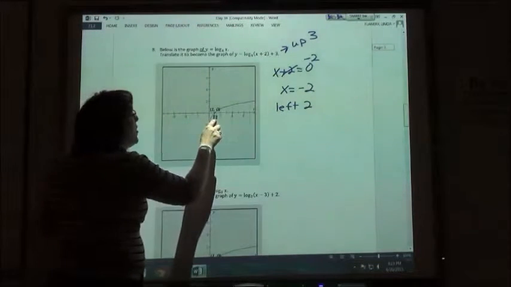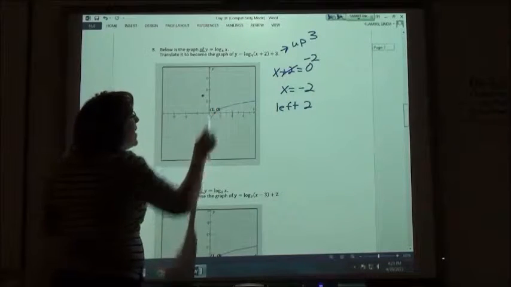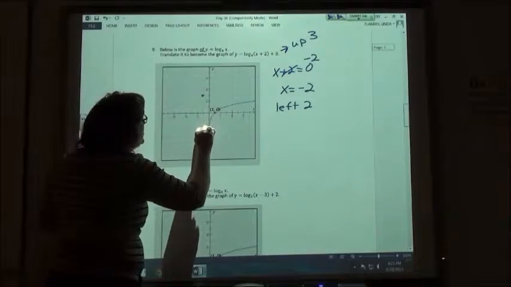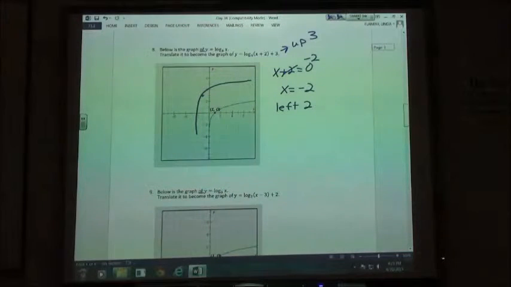So I'm going to grab this point, I'm going to go left 2, up 1, 2, 3. There's my new point, and then my graph is just going to redraw however it's going to look, so it's nice and straight, and it'll look something sort of like that.